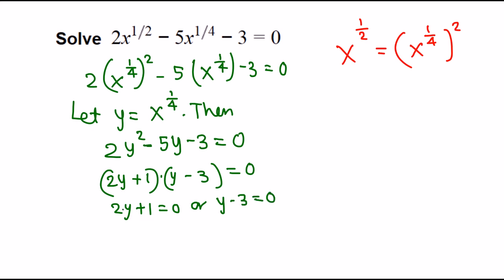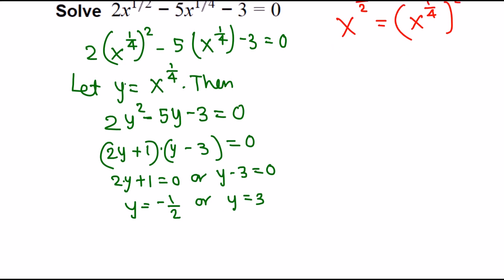Subtract 1 and divide by 2. So y equals negative 1/2, or add 3, so y equals 3. So we have y values, but this is not the answer, because y is x raised to 1/4. Okay, if you are having trouble factoring this trinomial, for this I have an alternative method to get y values.